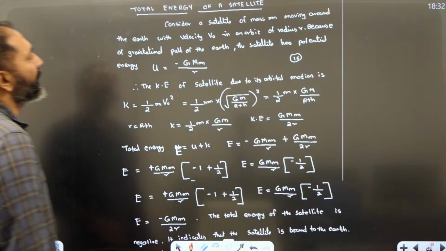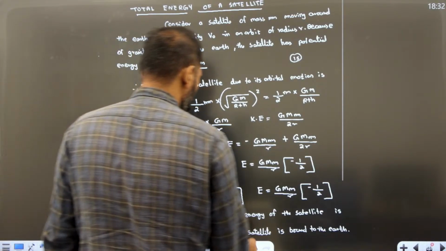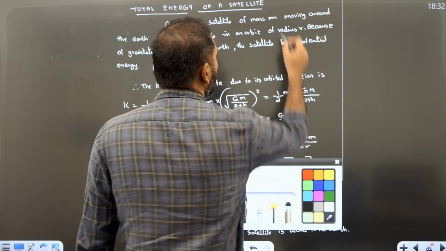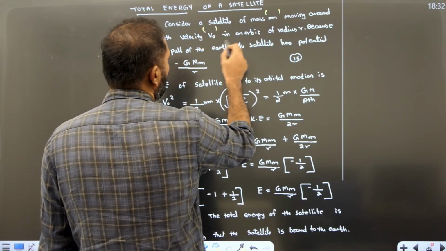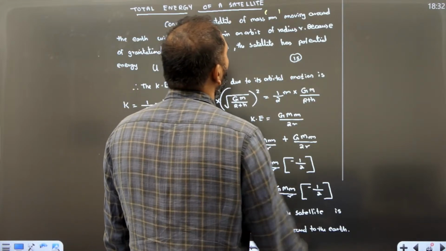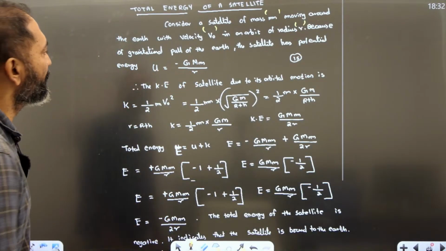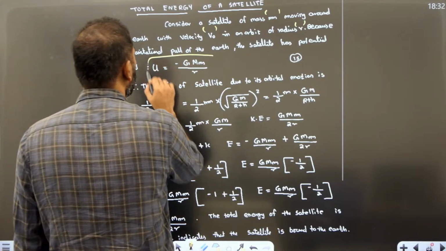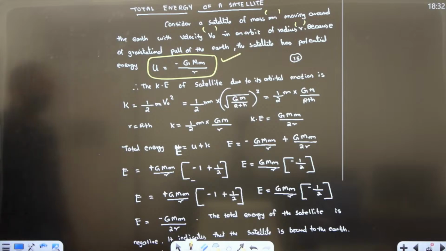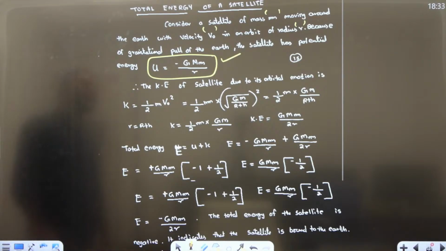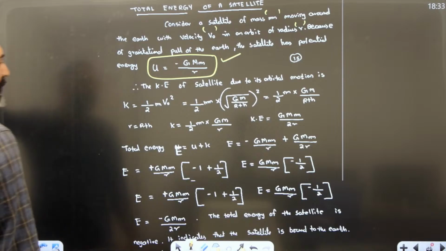Total energy of a satellite. Consider a satellite of mass m moving around Earth with velocity vo, which is the orbital velocity, in an orbit of radius r. Because of the gravitational pull of the Earth, the satellite has a potential energy U equal to what? Minus GMm by r. Potential energy is minus GMm by r. The kinetic energy of the satellite due to its orbital motion will be what?